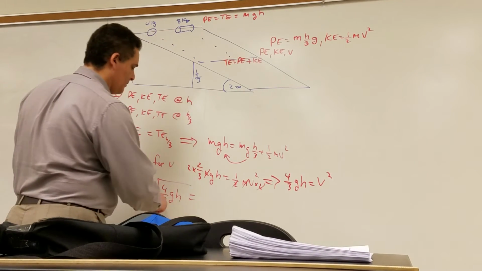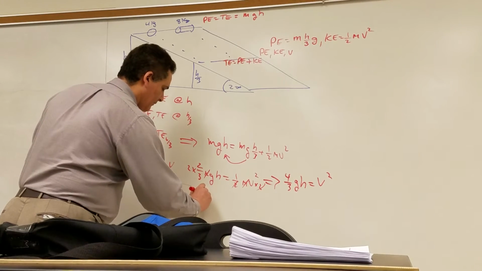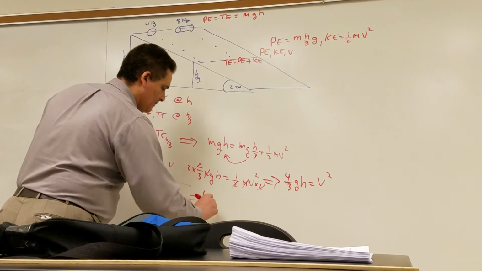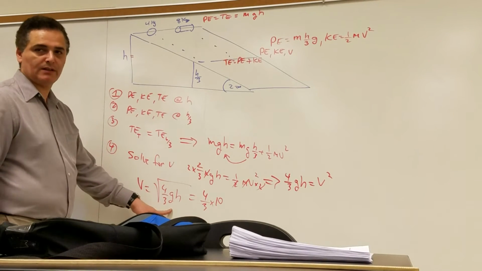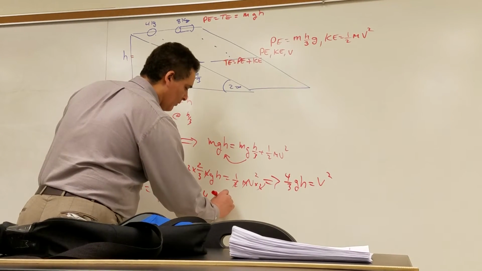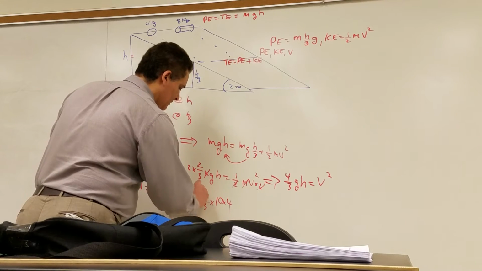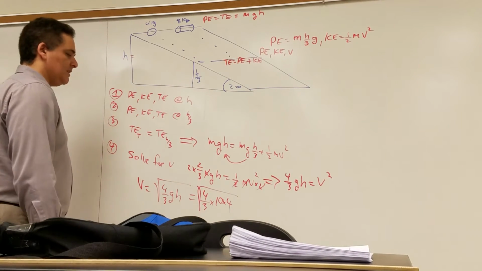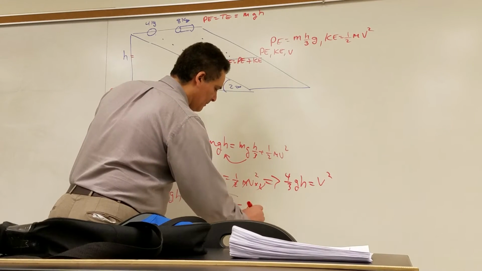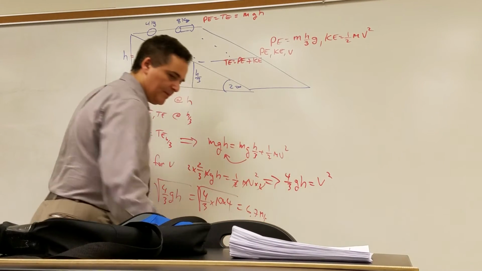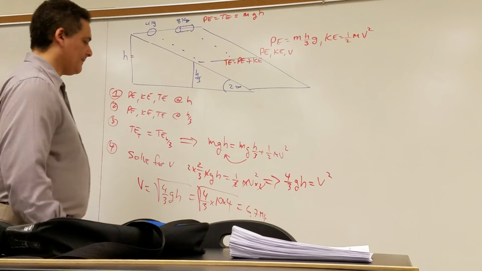So now that means we have the square root of 4 over 3 times, let's just use 10 to make life easy, for acceleration of gravity, times the height, which was 4. And that's the square root. So whatever this number is, the 6.7 or whatever meters per second that number ended up being, I don't remember.